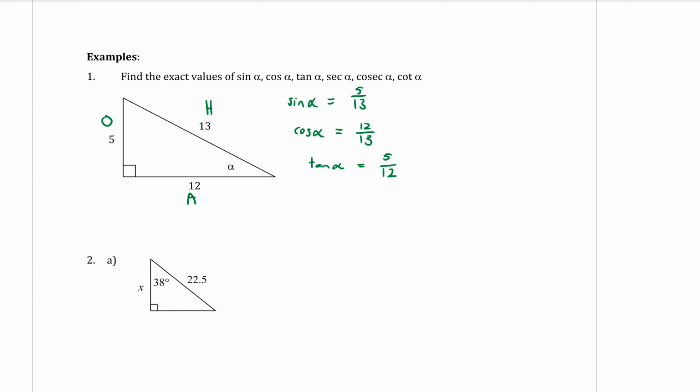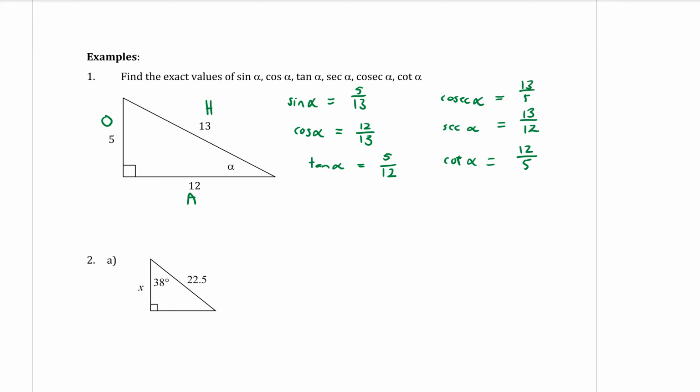Now I'm going to do all my cosec, sec, and cot just to the right of that. Cosec alpha, sec alpha, and cot alpha, and they are just the reciprocals of all the ones that I just found. So cosec is reciprocal of sine, so that'll be 13 over 5. Sec is reciprocal of cos, so 13 over 12. Cot is the reciprocal of tan, so 12 over 5. And that's it, that's all you have to do.